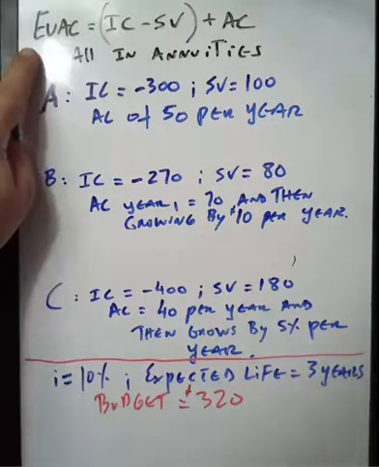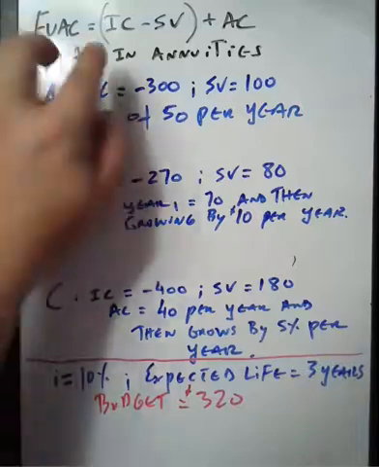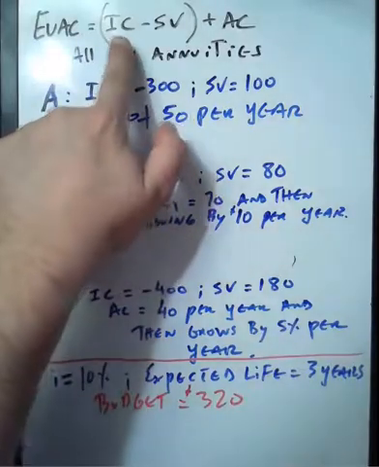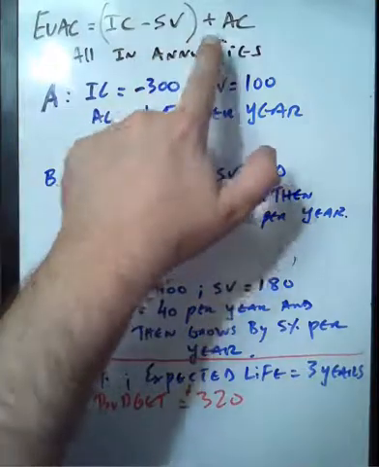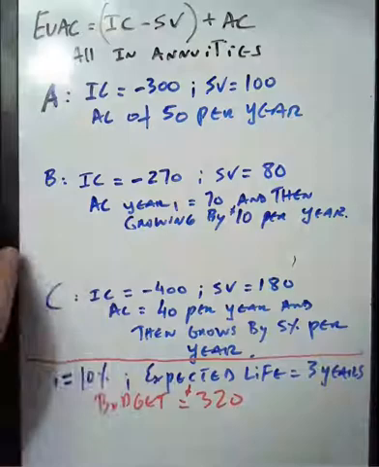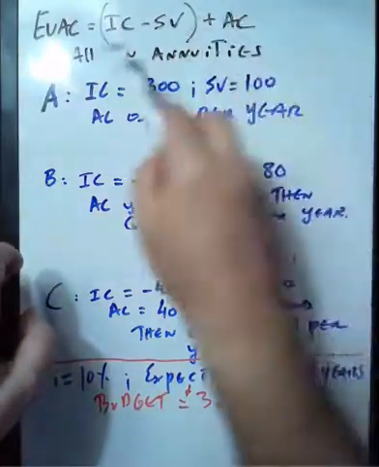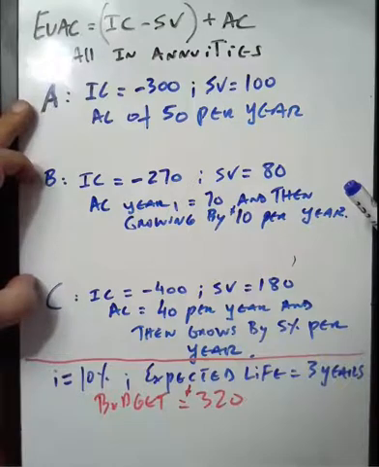Recall that the equivalent uniform annual cost is basically equal to the annualized initial cost minus the annualized salvage value plus the annualized costs of maintaining and operating the asset. So all these items are in annuities. We have these three potential machines we are interested in.